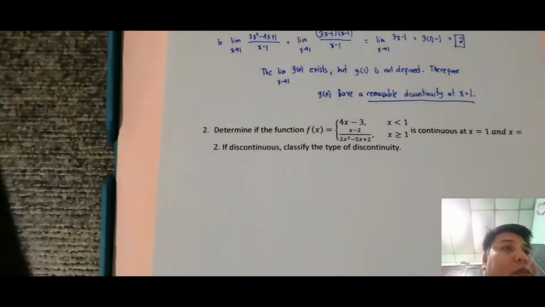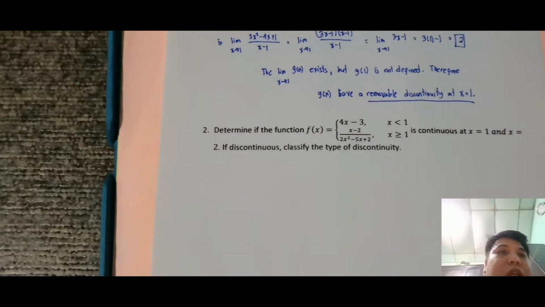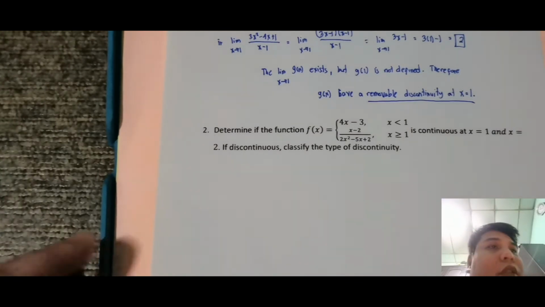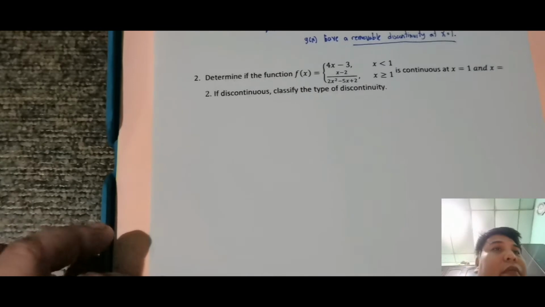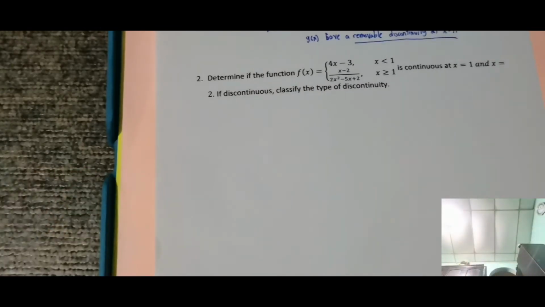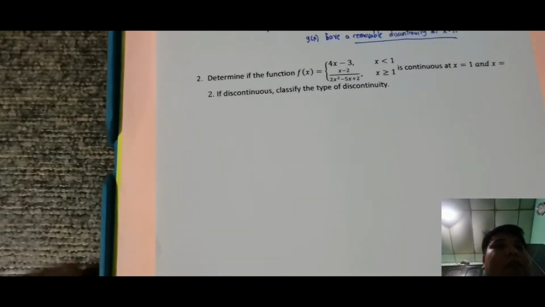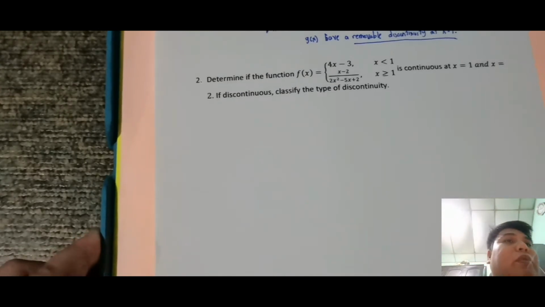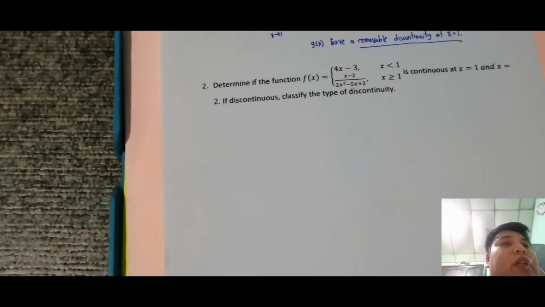Okay, so example number 2 tayo. Ito na yung sinasabi ko. Check natin kung lalabas yung ating value. So, dito dalawa i-check natin. Medyo mahaba. Example number 2: Determine if the function f of x is equal to 4x minus 3 if x is less than 1, and x minus 2 over 2x squared minus 5x plus 2 if x is greater than or equal to 1, is continuous at x is equal to 1 and at x is equal to 2. If discontinuous, classify the type of discontinuity.